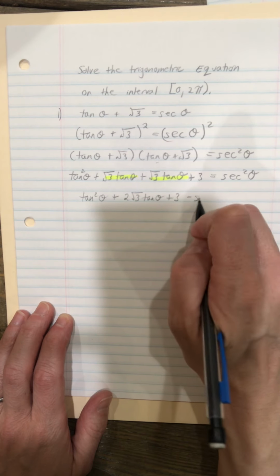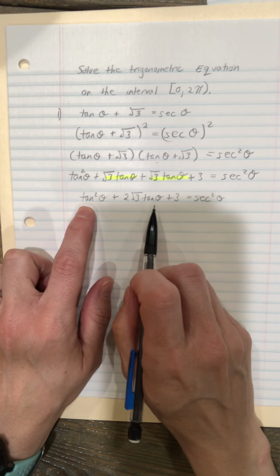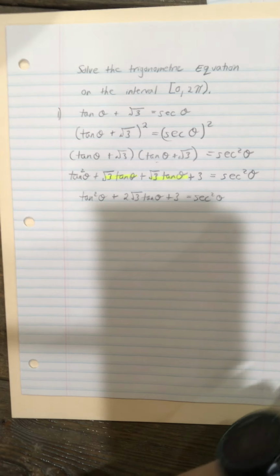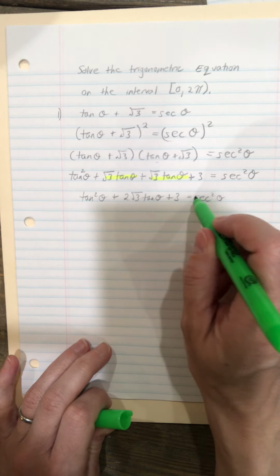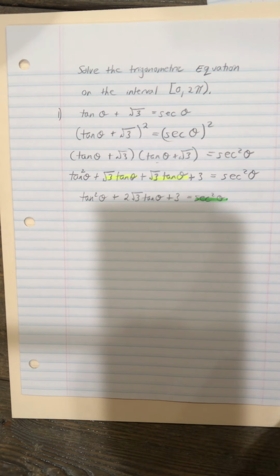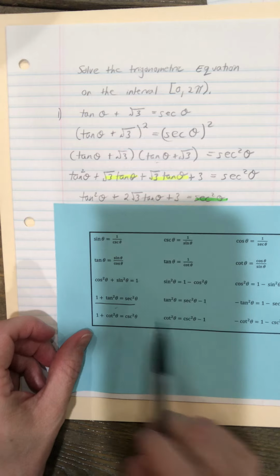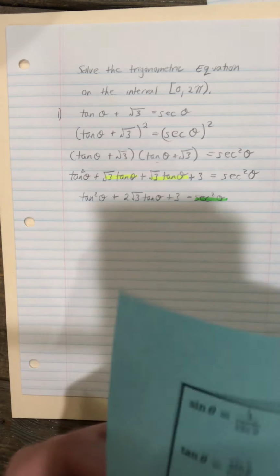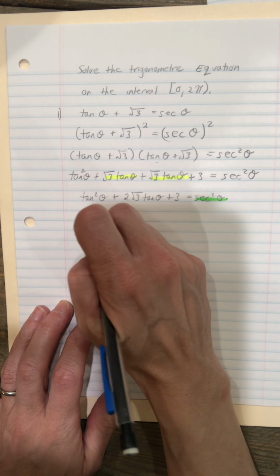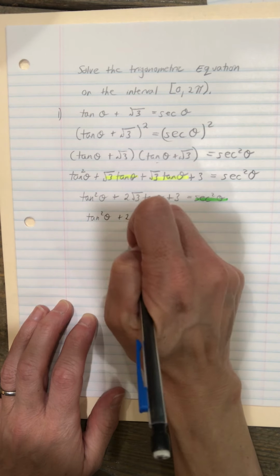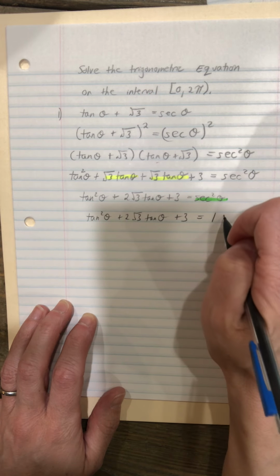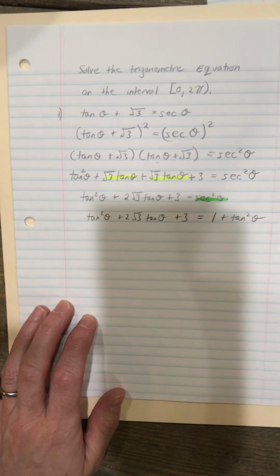Now, my entire left side has tangent terms, but my right side only has a secant squared term. So it's easier for me to substitute something in for secant squared because it's the only term with a secant. Because I squared it, I can go to my trig identities, and I'm aware secant squared theta is equivalent to 1 plus tangent squared theta. So I'm going to plug that in as 1 plus tangent squared theta.